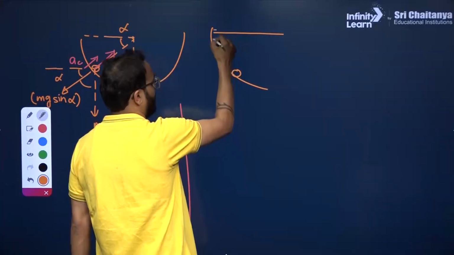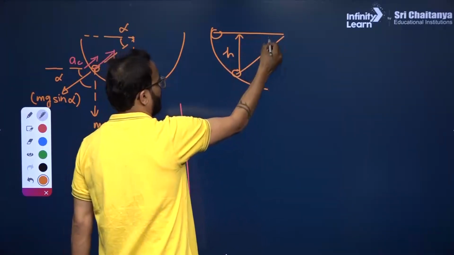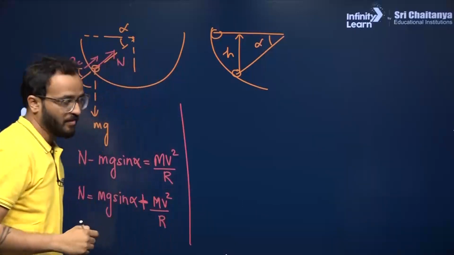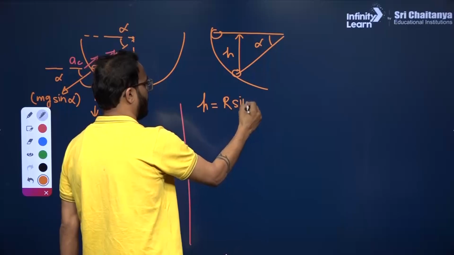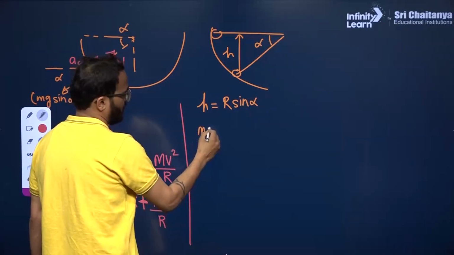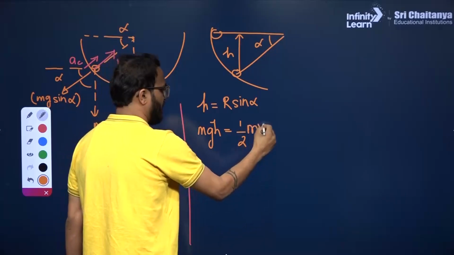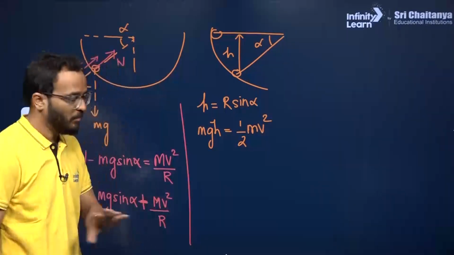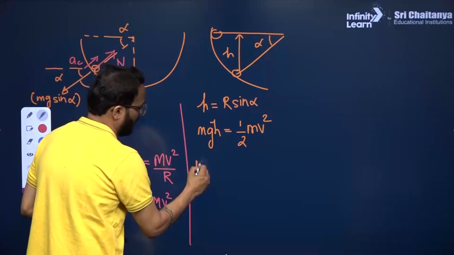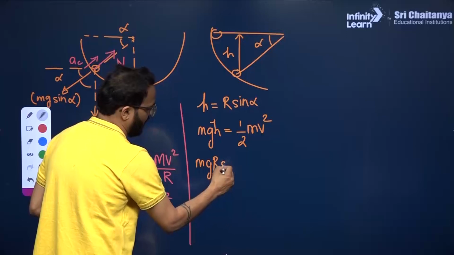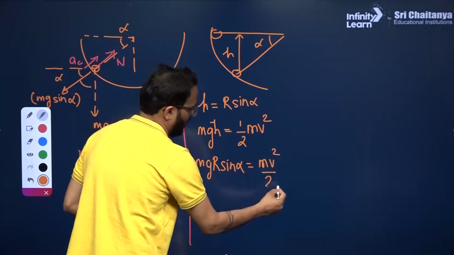The object came down here. So, it came down by a height of h. If this is alpha, so what is h? h will be r sine alpha. So, you will say loss in potential energy mgh is equal to gain in kinetic energy. Can we say this? So, loss in the potential energy is mgh, gain in the kinetic energy is half mv square. So, it will be mg r sine alpha is equal to mv square by 2, right?